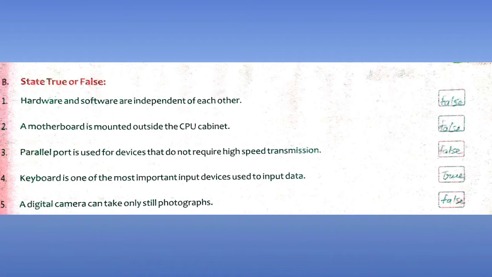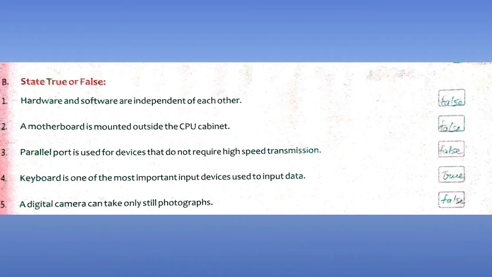Now see next question, true or false. First part is hardware and software are independent of each other. So answer is false. Second is a motherboard is mounted outside the CPU cabinet. This is also false. Third is parallel port is used for devices that do not require high speed transmission.